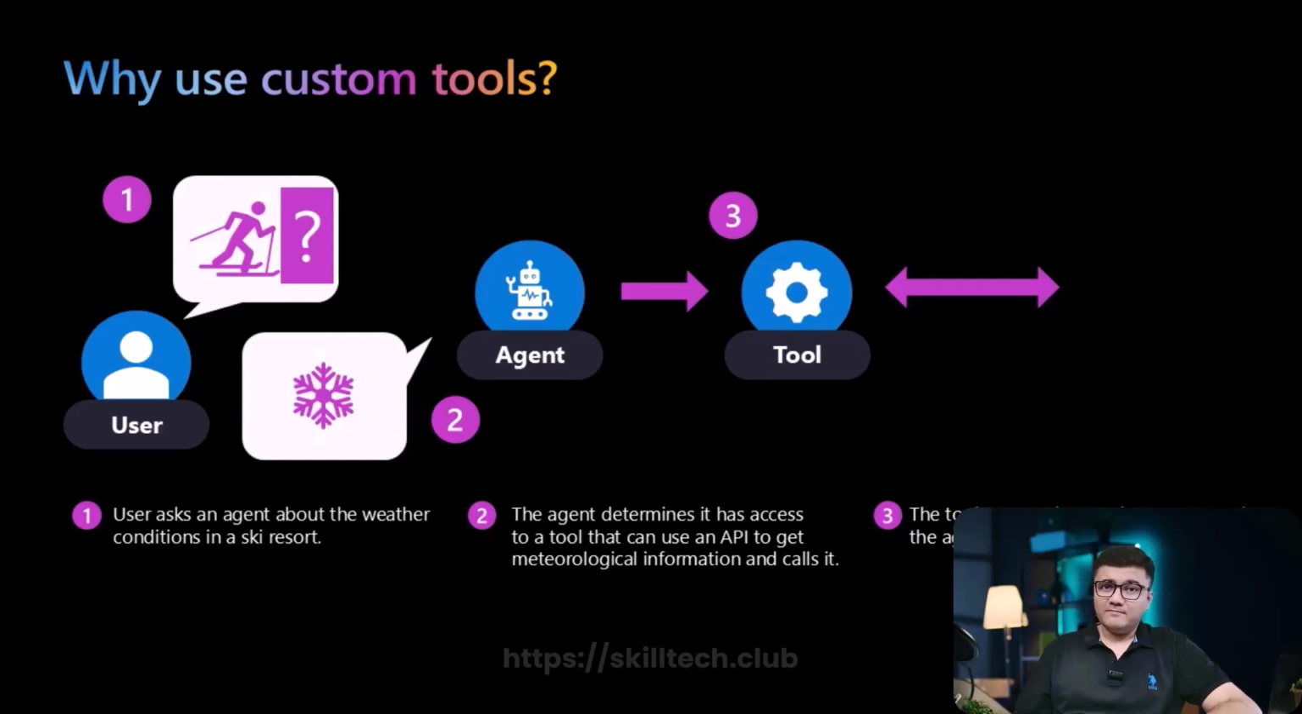When the user is asking this kind of question, step number 2 is the agent is going to determine that it has to access a tool that can use an API to get meteorological information, and calls it. Basically, for any such tasks where the large language model is not able to answer, it will use tools and it will go beyond the knowledge of the large language model.